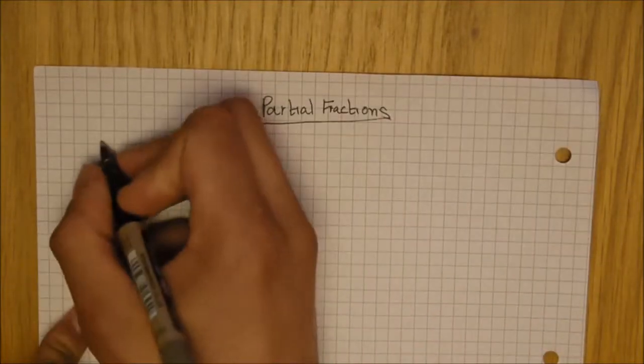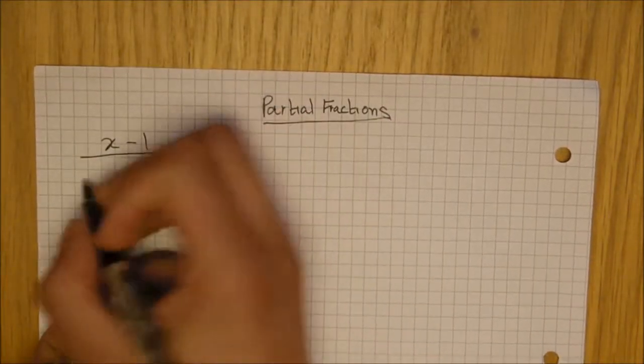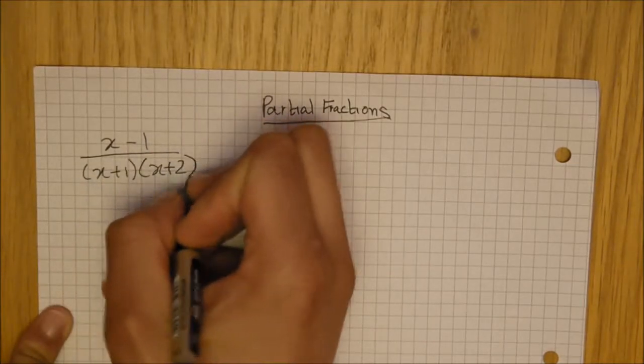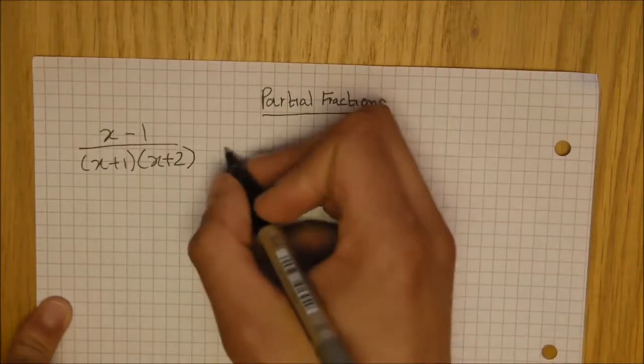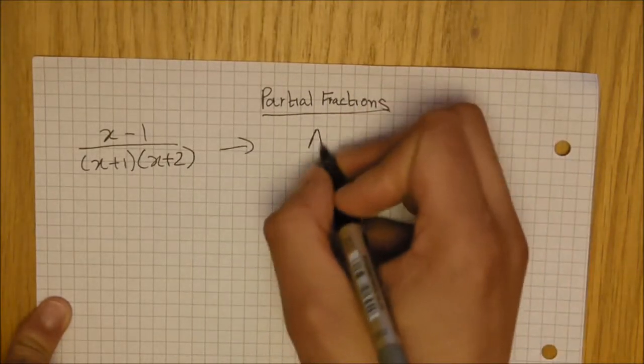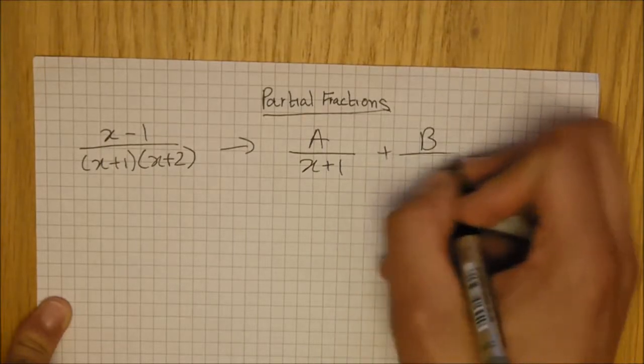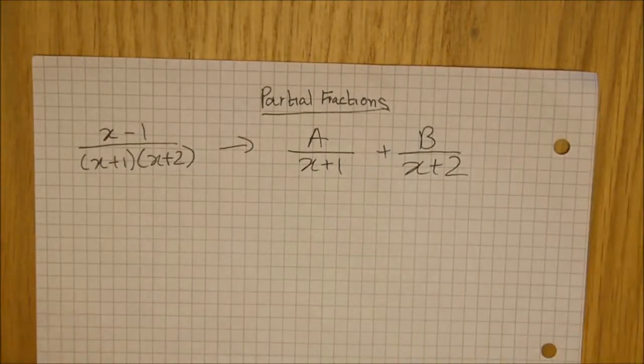We're going to take the question x minus 1 over (x plus 1)(x plus 2), and we're going to split this into two fractions: a over x plus 1 plus b over x plus 2. Now, we're using a and b just to represent numbers that we don't know, and we're going to work them out over the course of this video.